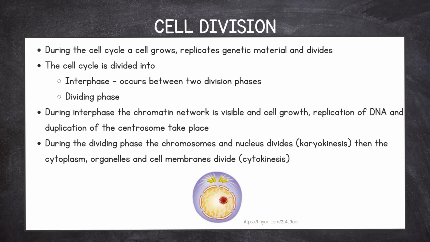Okay, so during the dividing phase, the chromosomes and nucleus divides. So when the nucleus divides, we call it karyokinesis. Then the cytoplasm, organelles, and cell membranes will divide. Cytoplasm that's dividing is called cytokinesis. Okay?